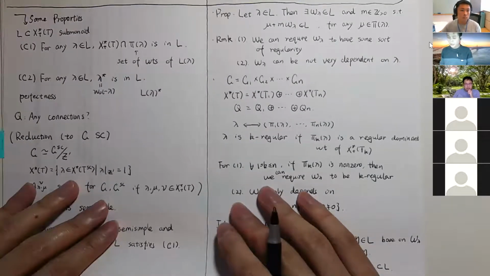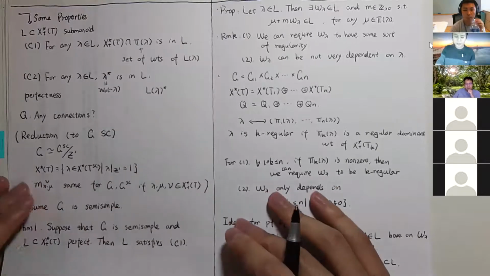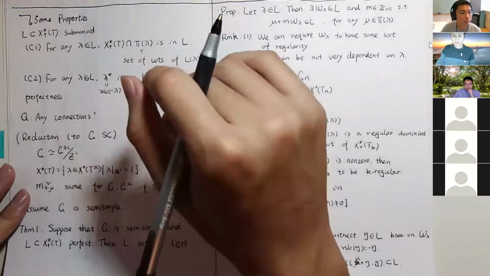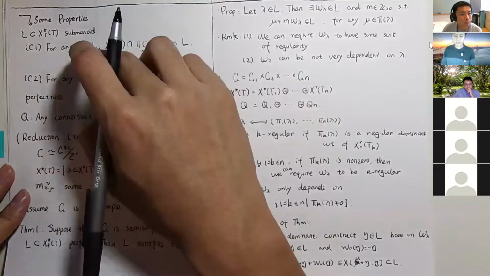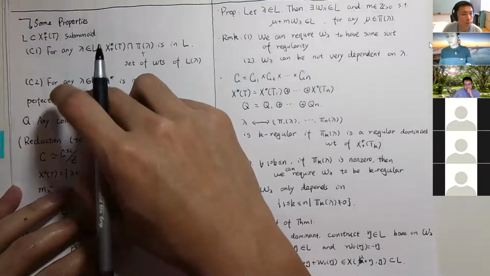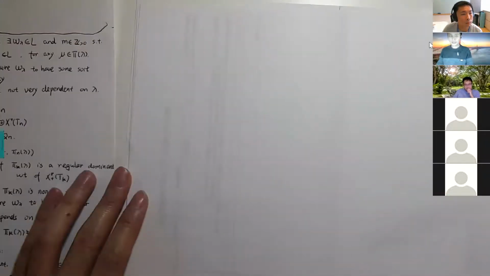So this is our first result, and it tells us there is a connection between these different types of closeness: perfectness implies C1. And we shall see later that this also implies C2, but that is based on our second result.